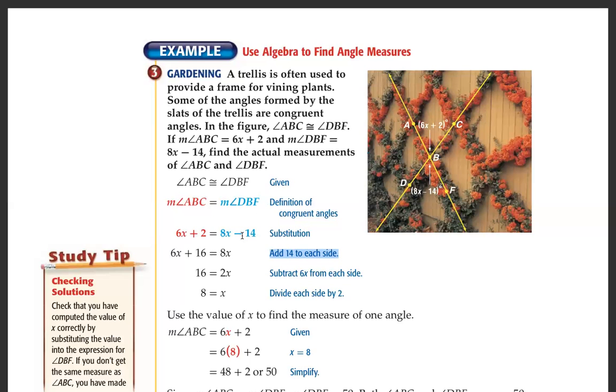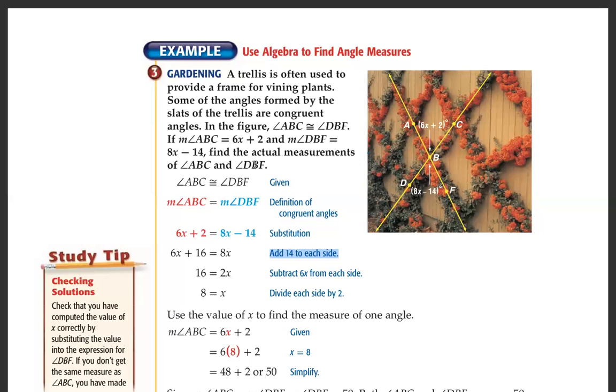We did that one in our pretest. And then minus 6x on both sides. So minus 6x here becomes 0. So on the left, it's only 16. And then on the right it becomes 8x minus 6x, 8 minus 6 is 2, 2x. Then divide both sides by 2. So x is equal to 8. That's the value of your x.